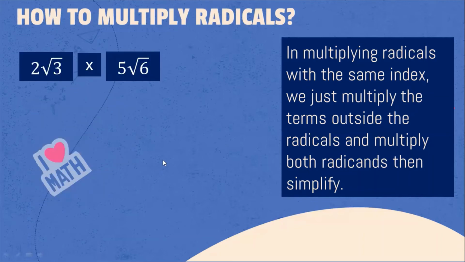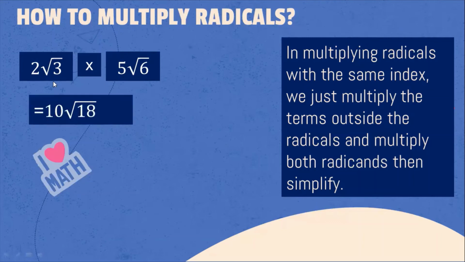Another example. 2 square root of 3 multiplied by 5 square root of 6. Multiply both terms outside the radicals. 2 multiplied by 5 is 10. 3 multiplied by 6 is 18.